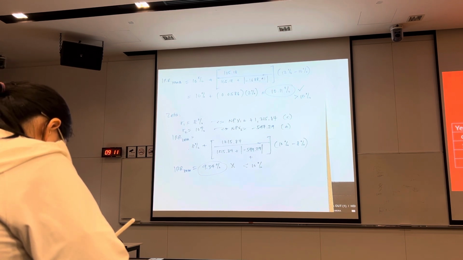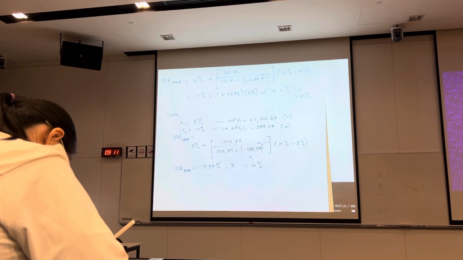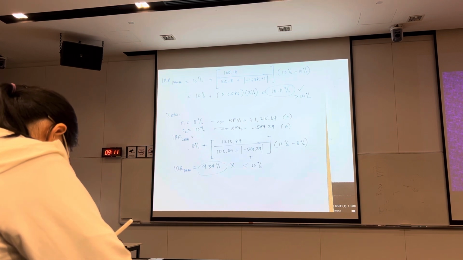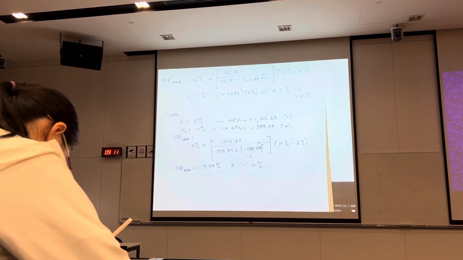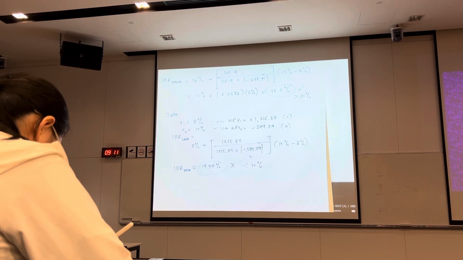Okay, is that clear? Alright, so that's the answer. 10.1 for Diana, 9.3 for Zeta. So you accept Diana because it has an IRR greater than the hurdle rate, right? And then reject Zeta because 9.3 is less than 10%. Okay?